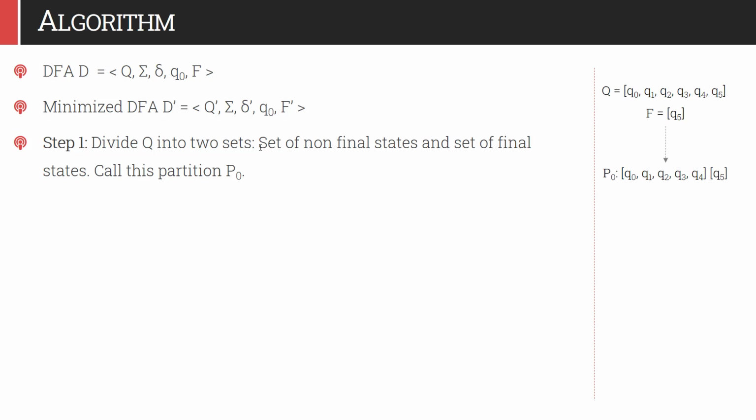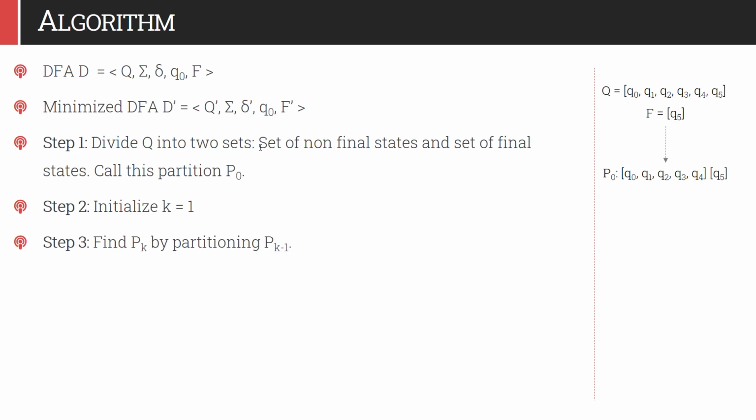Assume that for some hypothetical DFA, we have capital Q as Q0, Q1, Q2, Q3, Q4 and Q5. So the DFA contains 6 states and the final state of this DFA is Q5. To create the initial partition P0, we will divide it into two halves: the set of all the non-final states, that is Q0 to Q4, and the set of all the final states, that is Q5. Next, we initialize k equal to 1, and this is an iterative process, so we will keep iterating through step 3 now.